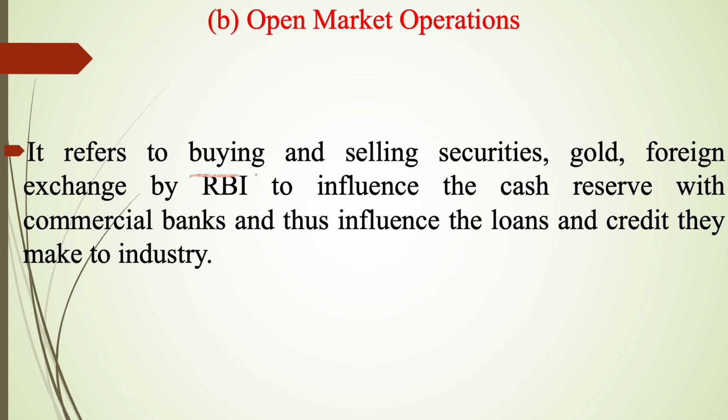Second is the open market operations. It refers to the buying and selling of securities, gold, foreign exchange by RBI to influence the cash reserve with commercial banks and thus influence the loans and credit they make to industry. So under the open market operations, RBI performs different types of functions and starts selling gold, securities, foreign exchange through commercial banks to influence the cash reserve in the market.